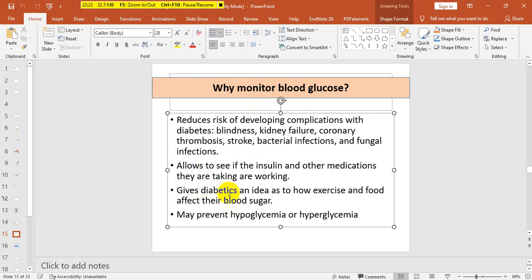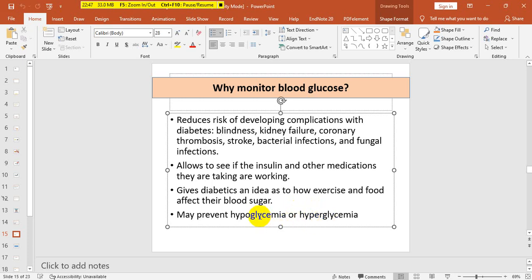Frequent testing gives diabetics an idea as to how exercise and food affect their blood sugar. It may prevent hypoglycemia. If you don't test, you may not know that the drug you are taking has totally reduced your blood glucose level, which is also a danger, or that your blood glucose level has shot up, which is also dangerous.